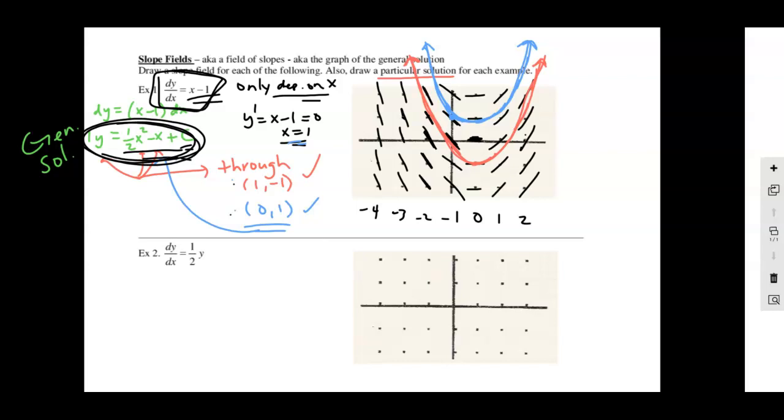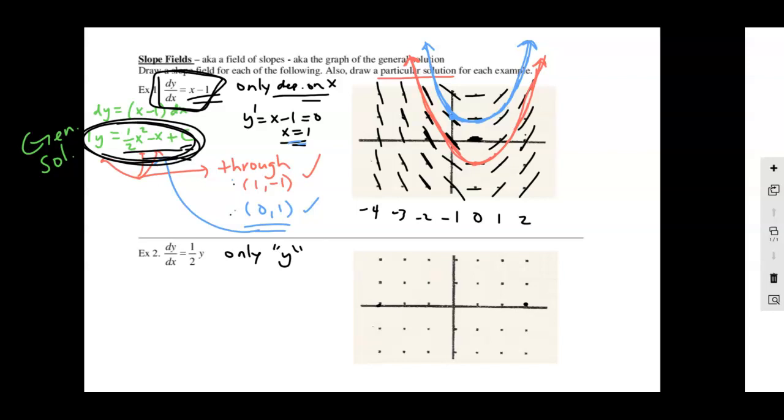Okay, but here we go. Let's do the next one. Now notice this next one is only dependent on your y values. So here, instead of everything in the same column having the same slope, everything in the same row is going to have the same slope. Because whether you pick this point or that point, the x value of 3 versus the x value of -3 doesn't matter, because there are no x's in your formula.